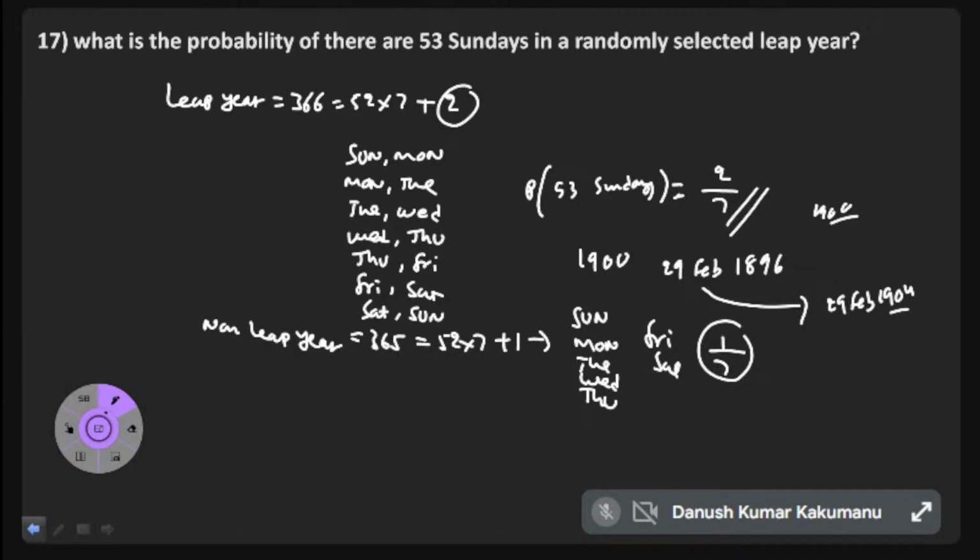Leap year, non-leap year. Fixed answers. Non-leap year, 1 by 7. Leap year, 2 by 7. Fixed answers. Very good. Let us move to our next question. Completed this answer?